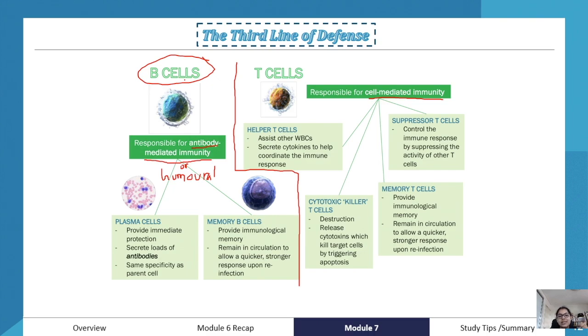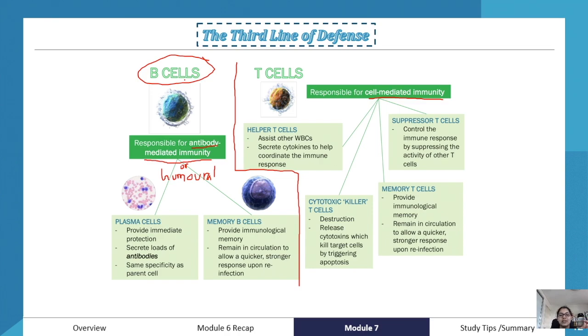Then we've got the cytotoxic killer T cells. I love the name. I think it's such a strong name. And these are basically the cells that cause destruction. They release cytotoxins which kill target cells by triggering apoptosis. So they see a cell, they don't think, they go ahead and they kill. That is what these cells do.